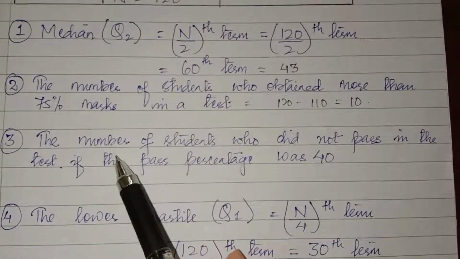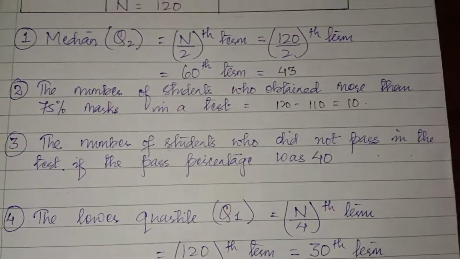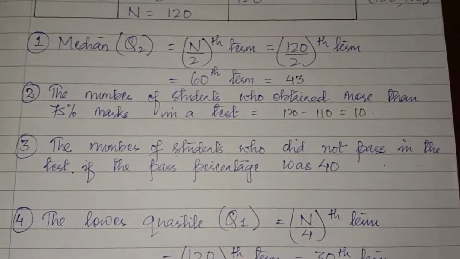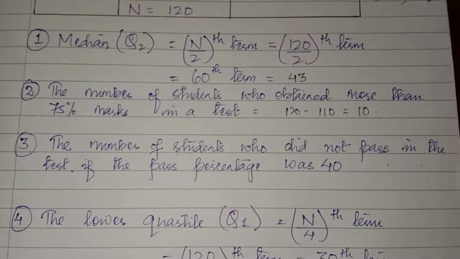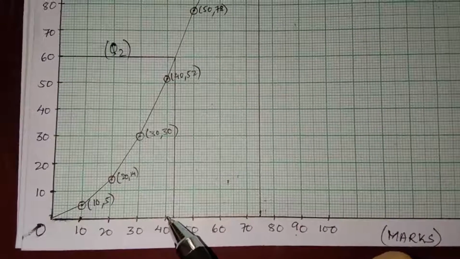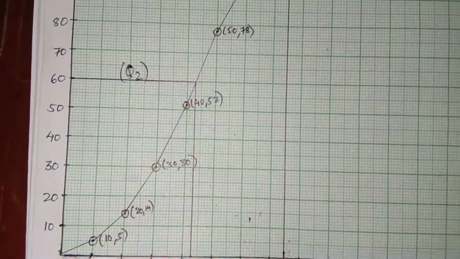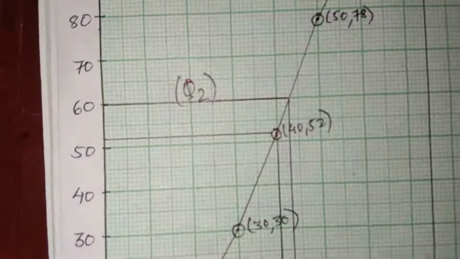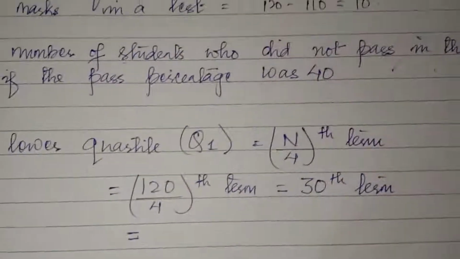Next is the number of students who did not pass in the test if the pass percentage was 40. Those students who got less than 40% failed in the exam, so that is the answer we have to find. So 40 is your 40 marks. From 40 you have to draw a line up to the curve, then go to that side, and that will give you the number of students who did not pass. Here is the answer: 50, 51, 52. This is 52. So 52 students did not pass in the test.